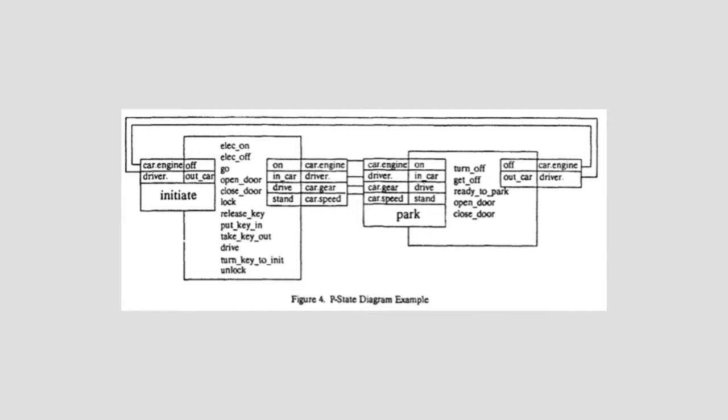And then going across from that box, you have on, in-car, drive, stand, and that connects to the rightmost part of that smaller box: car engine, driver, car gear, and car speed. These are the exit conditions or exit states, and these transfer control over to park, and it shows how the artifacts, conditions, or states are related to one another within a system.